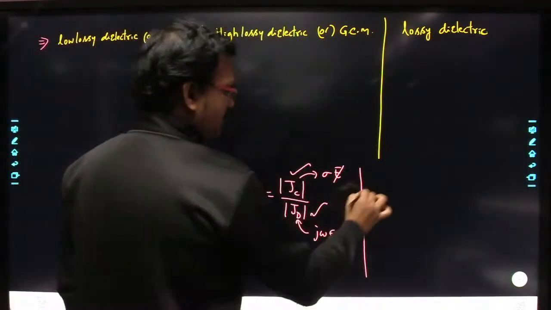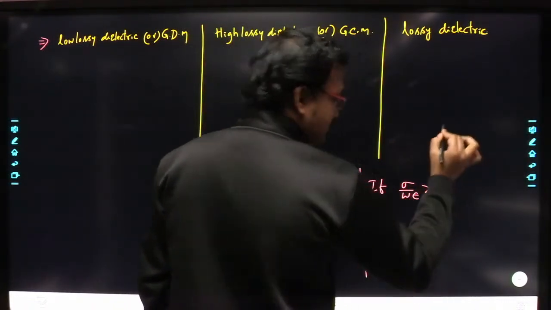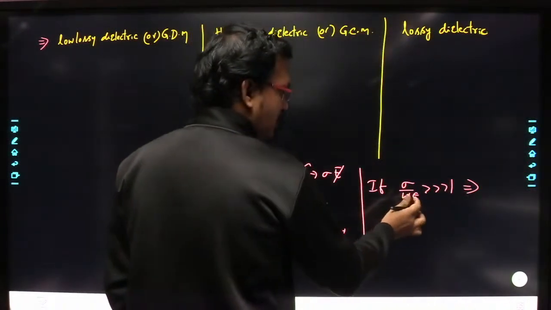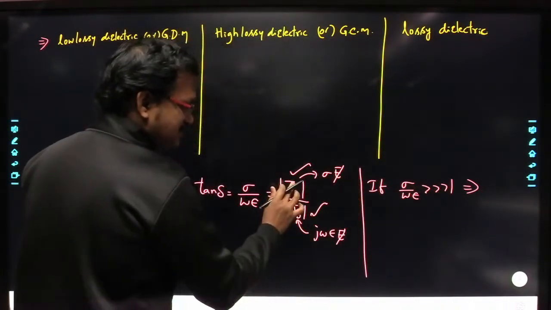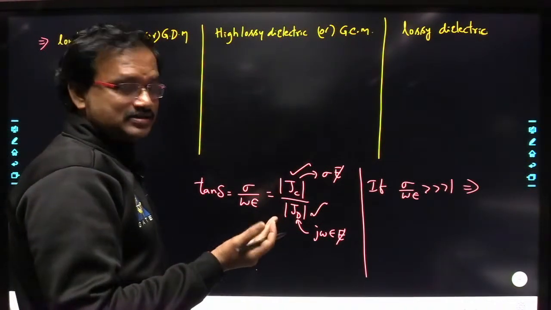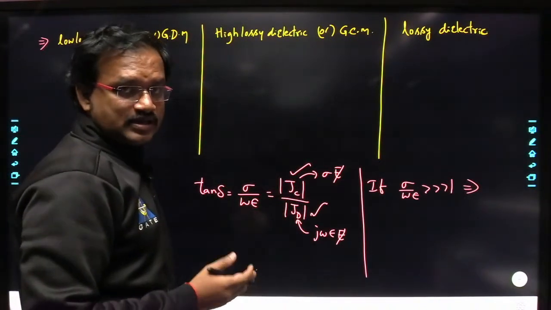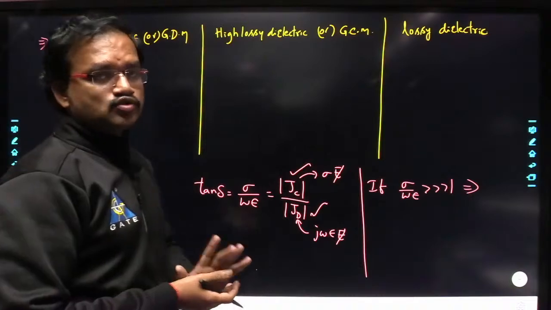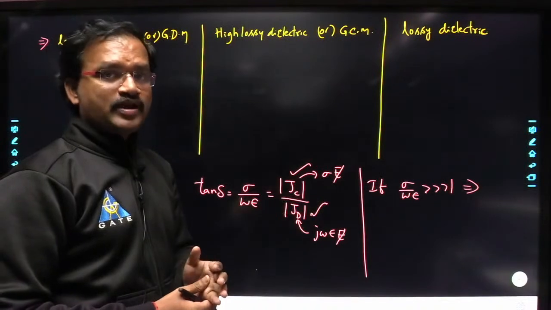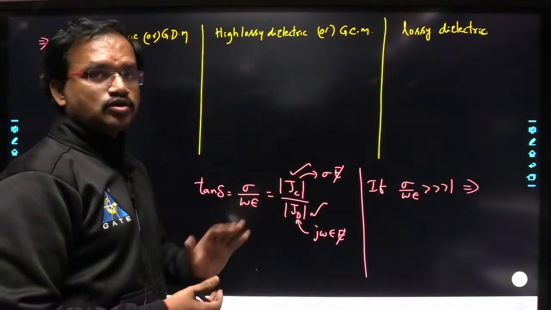Now see here. If sigma by omega epsilon ratio is far greater than 1, then what do we call the medium? Sigma by omega epsilon far greater than 1 means Jc is far greater than Jd. So in that medium the conduction currents are very much higher when compared to displacement currents. If you consider any medium, it has both conducting nature as well as dielectric nature. Which nature is dominating? To determine that, we take the ratio of conduction current density to displacement current density.